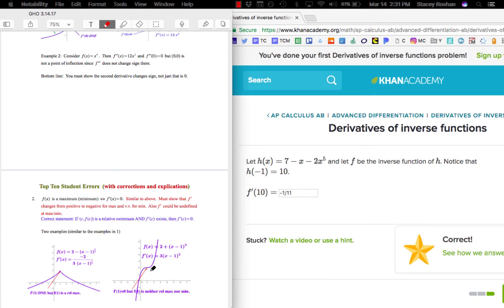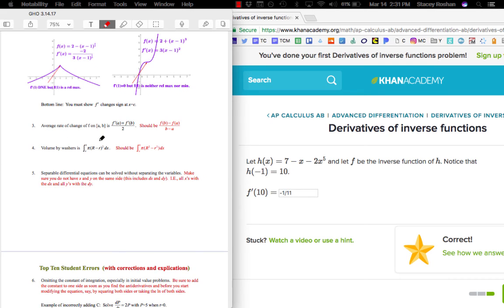So please make very, very certain of that. Don't ever do the average rate of change as this. The average rate of change, algebra 2 brain, that's just the slope, f of b minus f of a all over b minus a.